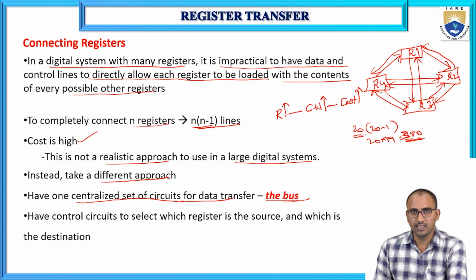Using these buses we can transfer the data at less cost, and we have control circuits to specify which register is a source and which register is a destination. So by using these control circuits, we can specify which register is the source and which register is the destination.